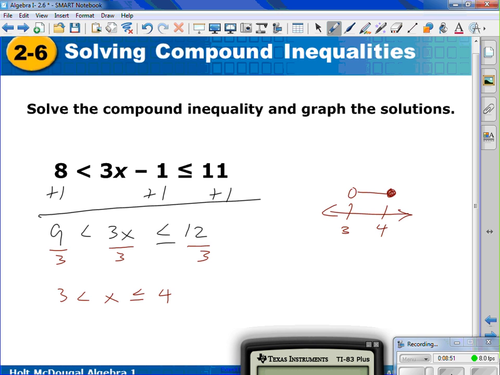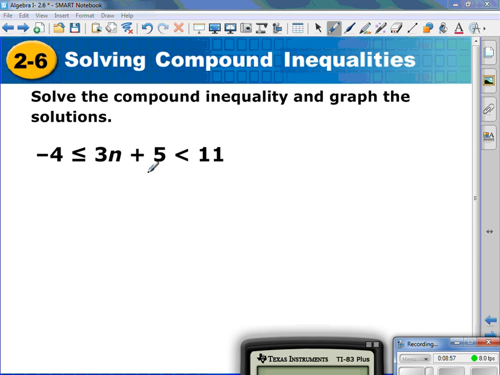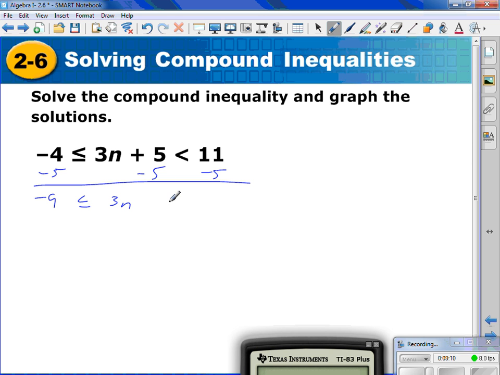First thing we need to do, subtract 5. Subtract 5, subtract 5. -4 and -5 is -9, less than or equal to 3n, less than 6. Divided by 3, divide by 3, divide by 3. -3, less than or equal to n, less than 2.